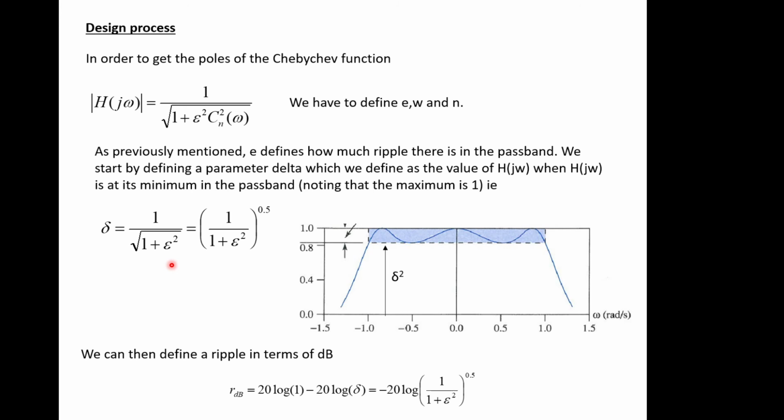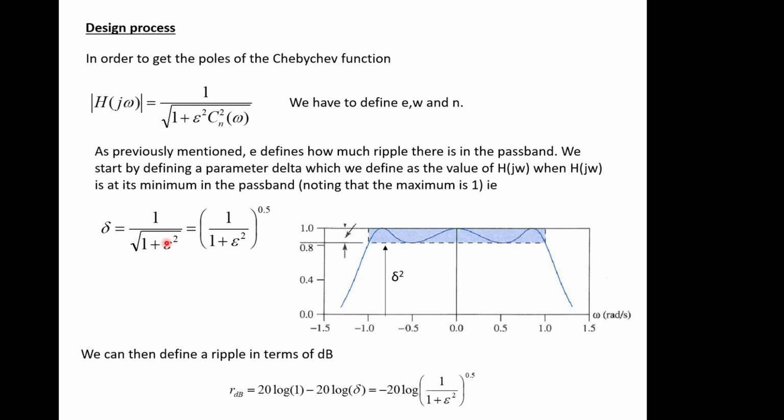So in order to get the poles of the Chebyshev function, we need to solve this, and we need to define E, omega, and n. So this W is an omega from here. So we need the order, this E is epsilon, we need the amount of ripple we're prepared to accept, and we also need a valid order of the filter. So to start making that a bit more practical, we need to move back from the filter response to these mathematical definitions.